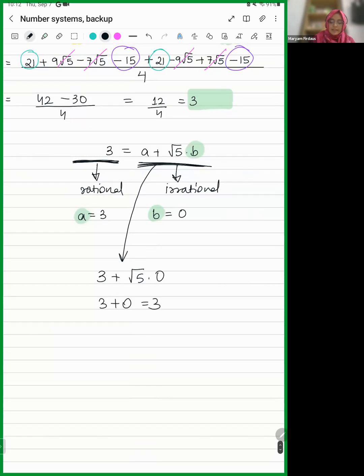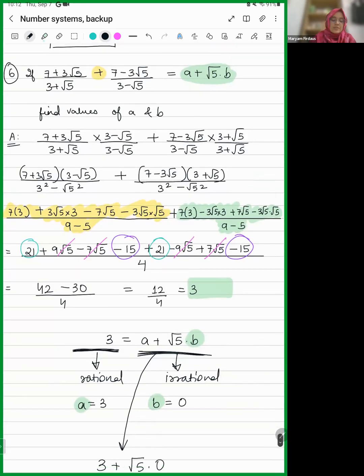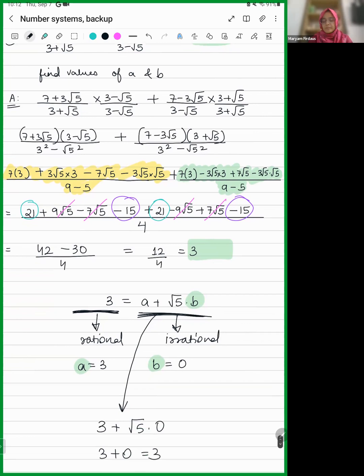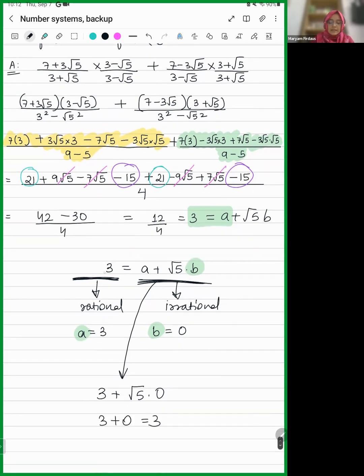See, we got our final answer as 3. But it is given to us that whatever we were just solving right now, this whole thing was supposed to be equal to a plus root 5 into b. So we said, okay, let's first solve it and see what it comes to. And it's coming out to be 3. So basically this 3 is equal to a plus root 5 into b. Now here comes the tricky part: the left hand side of the equation, 3, is equal to a plus root 5 into b.